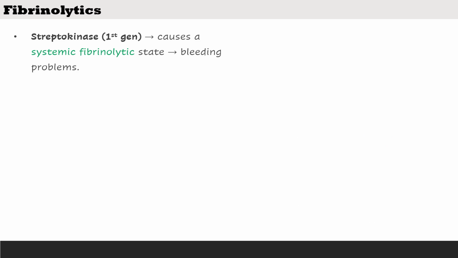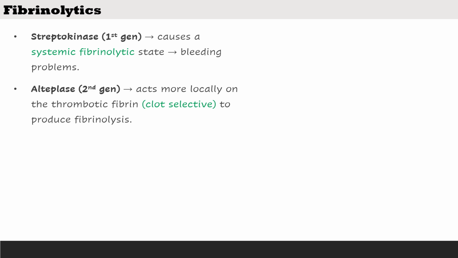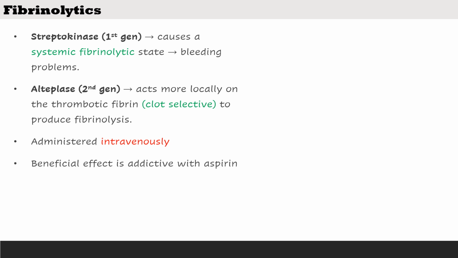Streptokinase is a first generation fibrinolytic. The problem with streptokinase is that it forms a systemic fibrinolytic state, so you end up having a bleeding problem. So the second generation came up, which is alteplase. It acts more locally on the thrombotic fibrin, so it is clot selective in producing fibrinolysis. It tries to reduce the systemic bleeding problem. These drugs have to be administered intravenously, and they have a beneficial effect if you give them together with an anticoagulant.